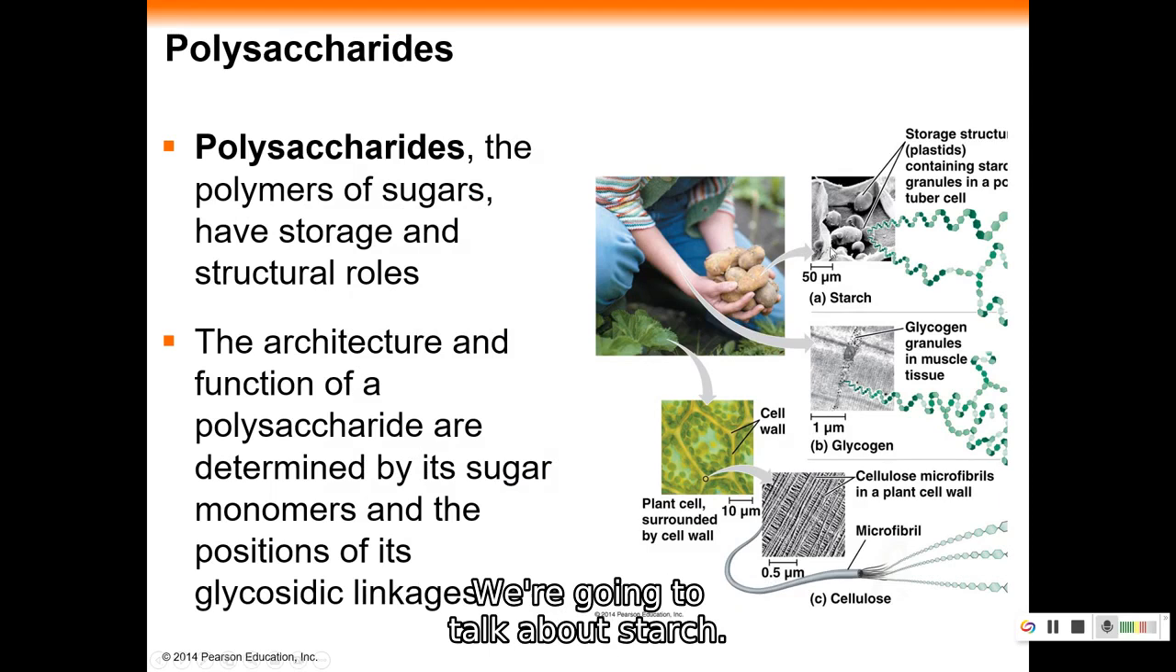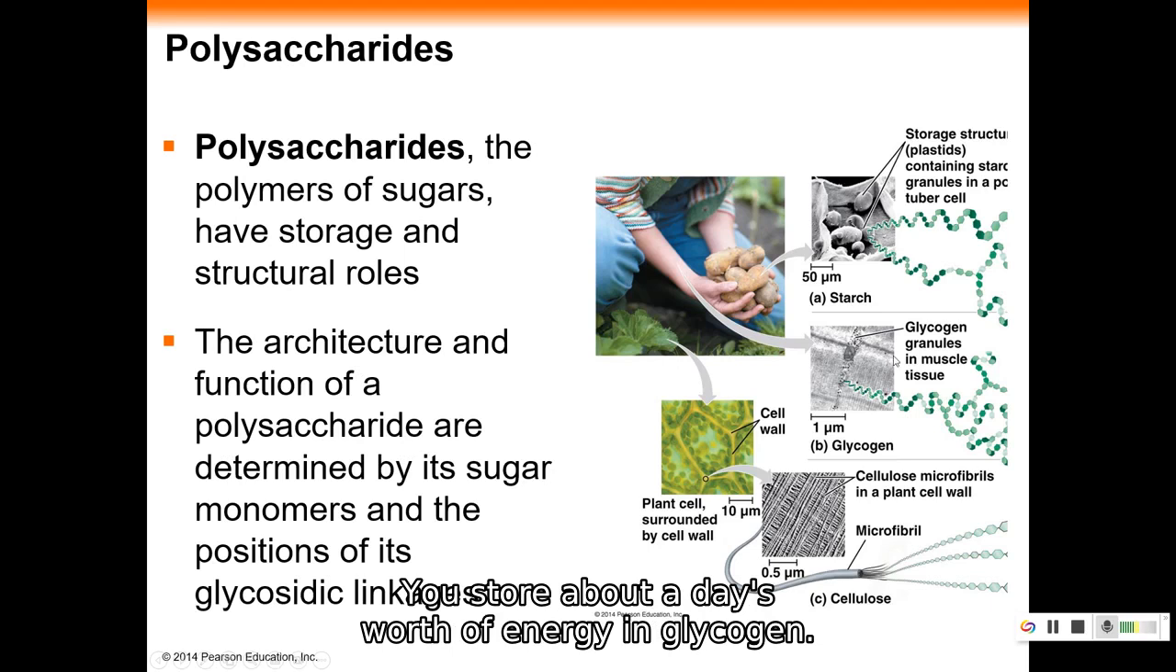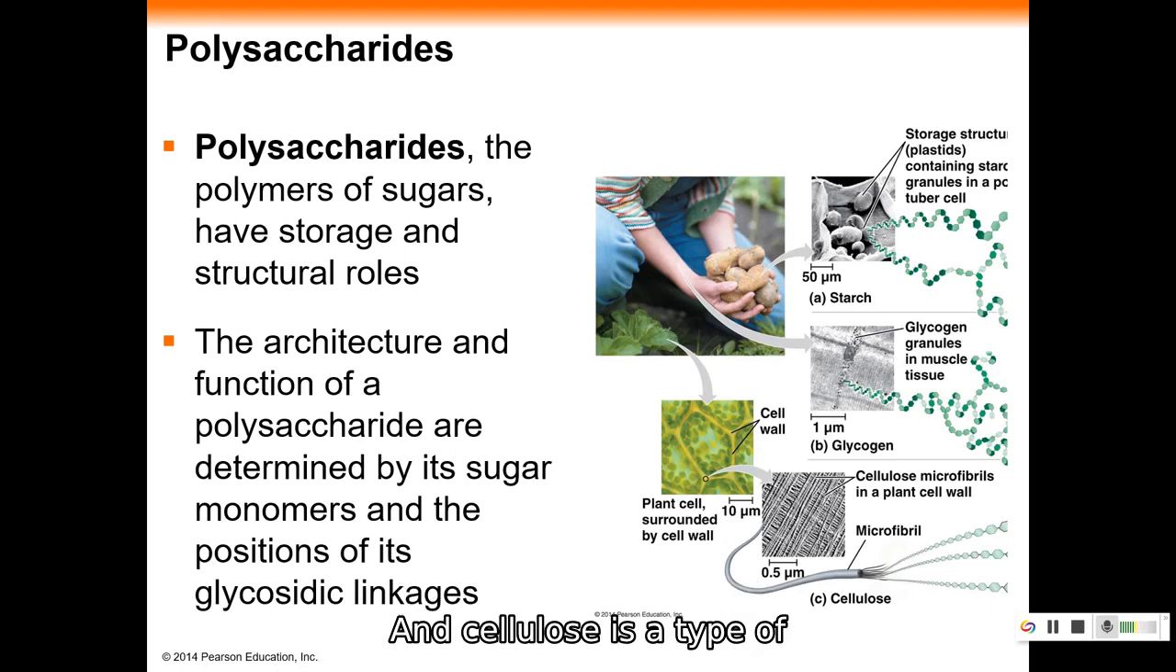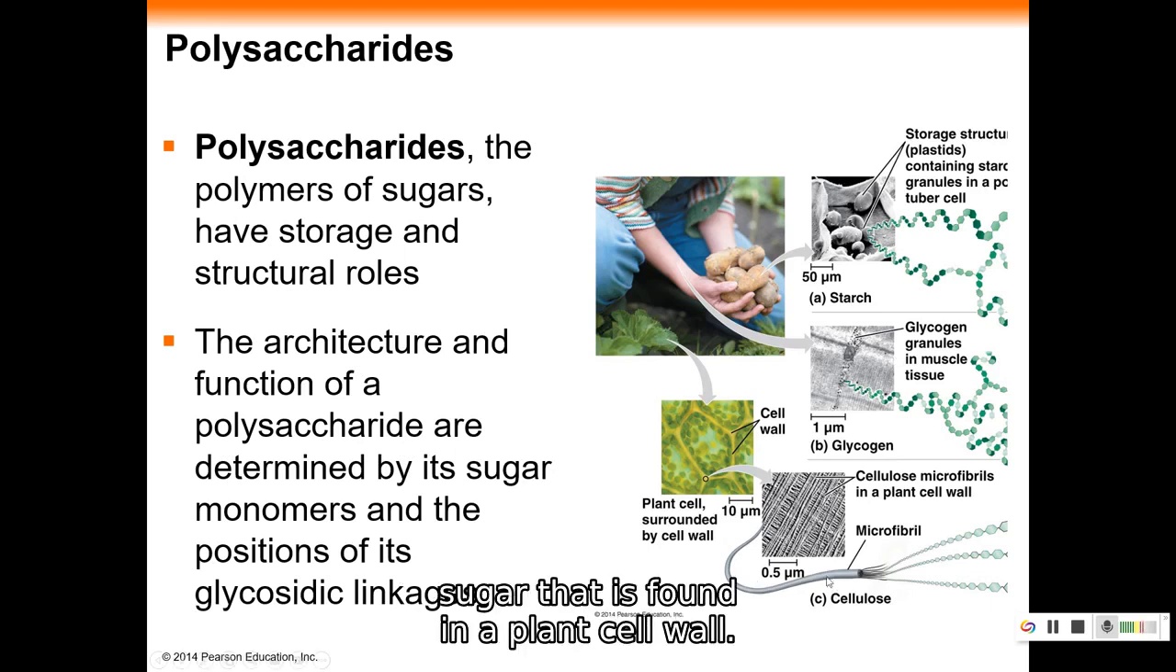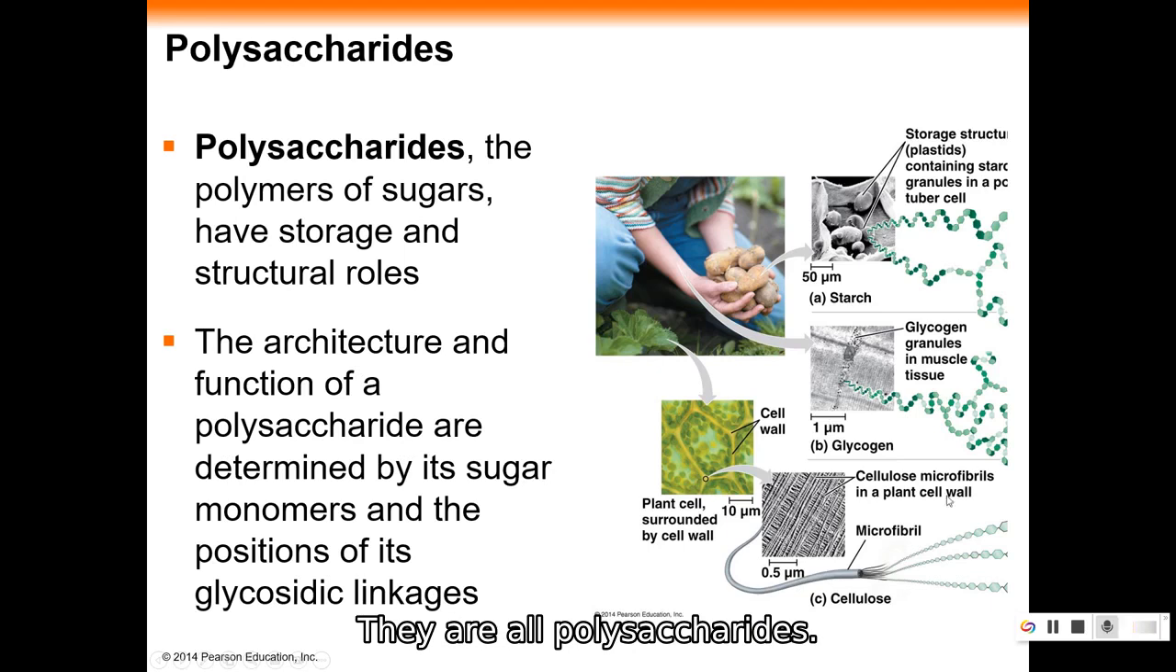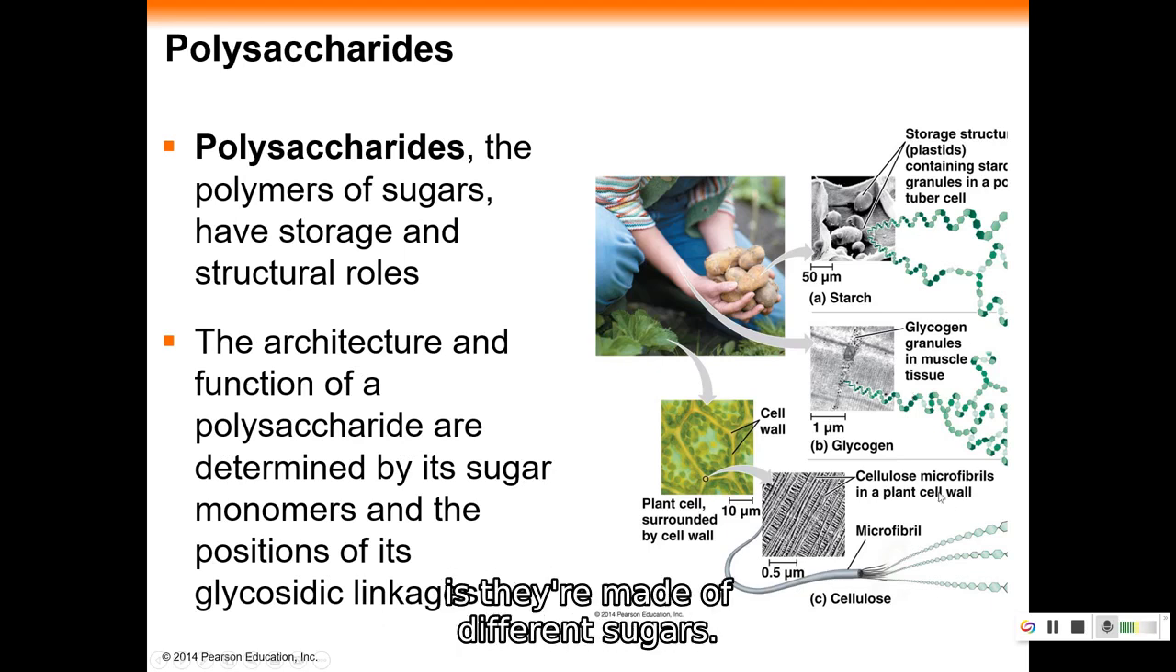Here are 3 different polysaccharides we're going to talk about. Starch. Starch is a way that plants store energy. So potatoes are a plant, they have a lot of starch in them. Glycogen is the way that animal cells store energy. So in your body, you store about a day's worth of energy in glycogen. And cellulose is a type of sugar that is found in a plant cell wall. So plant cell walls are made of cellulose. This is a structural type of sugar, and these are storage types of sugars. They're all polysaccharides, and the difference in them is they're made of different sugars, and their sugars are combined differently.